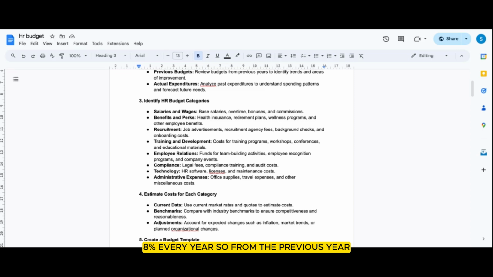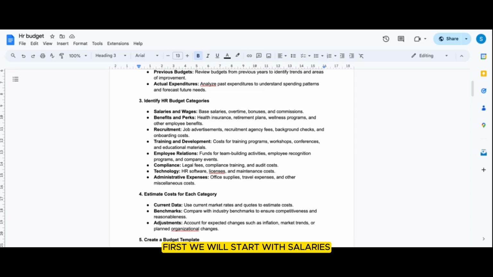So from their previous year, if they are doing an incremental budget, from their previous year data, they put an 8% increase in the budget. So that's very easy. Incremental is very easy. You just see the market and then you put your increase percent after your surveys, after you have checked the market. Even you can launch a survey in LinkedIn and see.